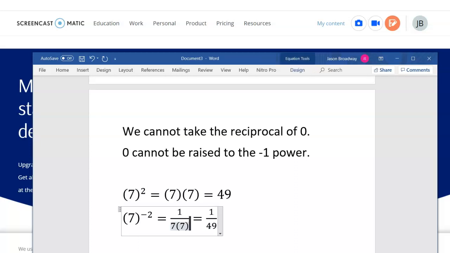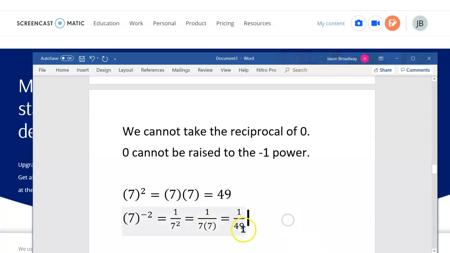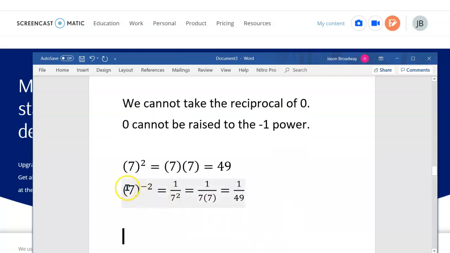In particular, it's 1 over 7 squared. I need to highlight a main point here. I'm correct, but I just need to mention what needs mentioning. 7 to the negative 2 is 1 over 7 to the positive 2. You're doing 1 over the positive power. So 7 to the negative 2 power is 1 over 7 to the positive 2 power.